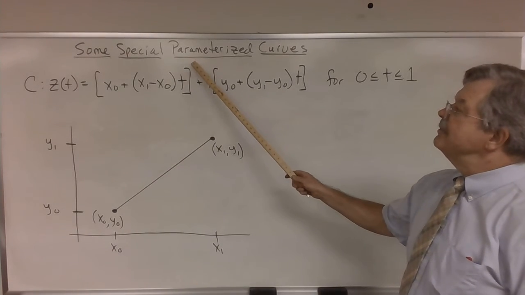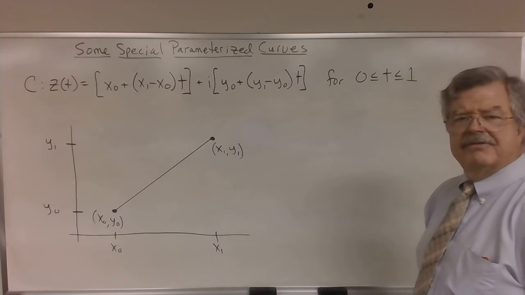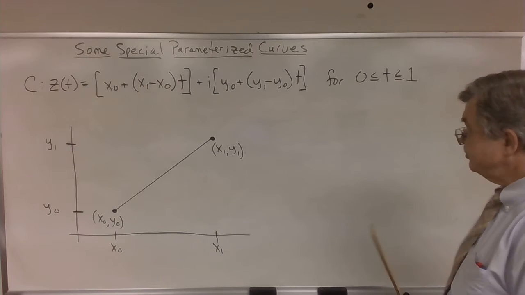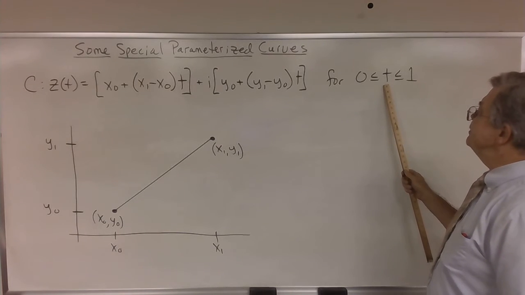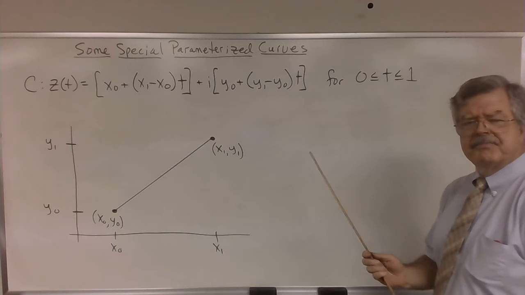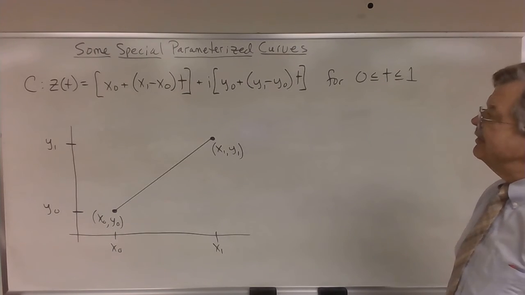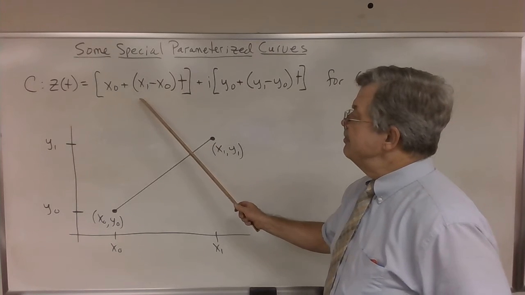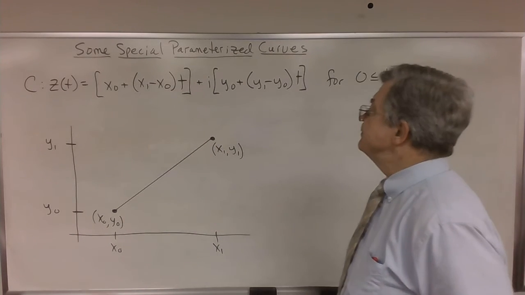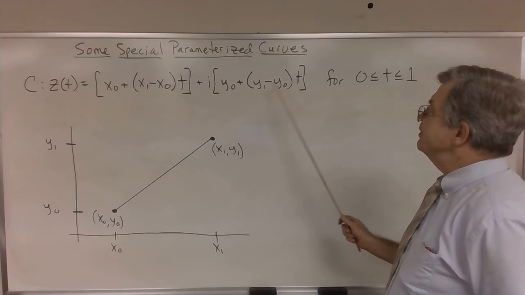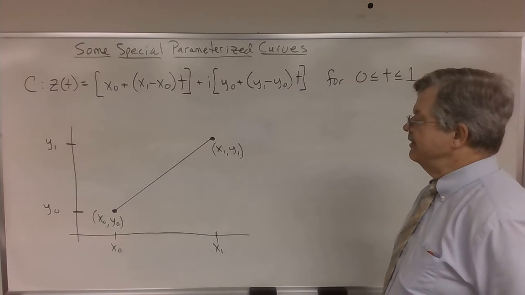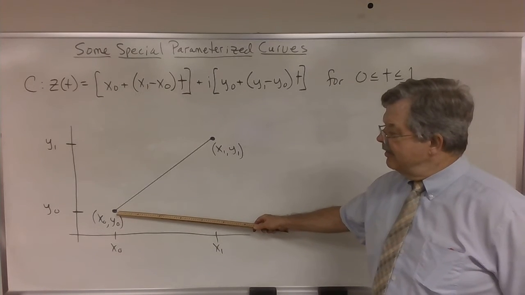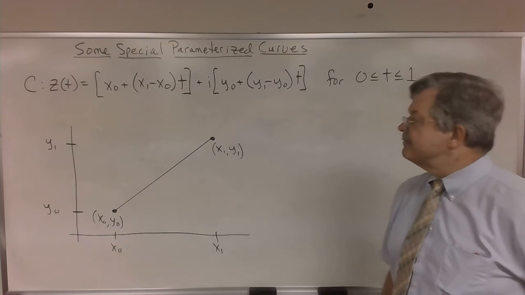Let's take a look at some special parameterized curves. This is one that we should be familiar with. The parameter t typically goes from 0 to 1. And when t is 0, let's see what we have. When t is 0, the real part is just x of 0. And when t is 0, the imaginary part is y sub 0. So at t equals 0, this is the point on the graph.